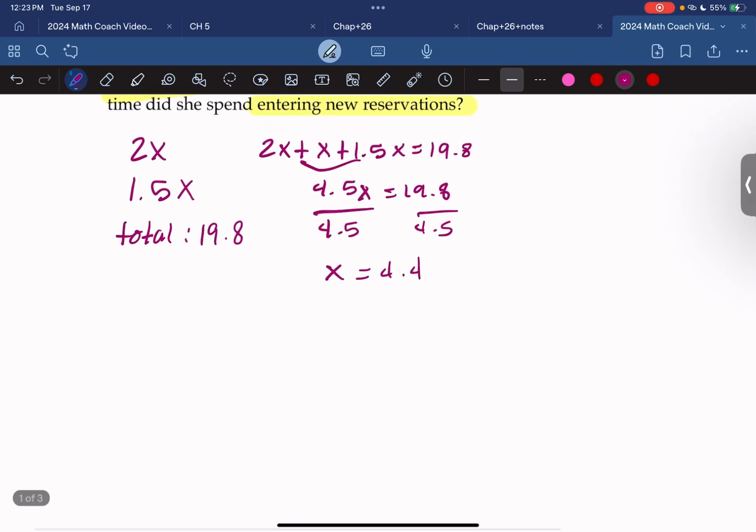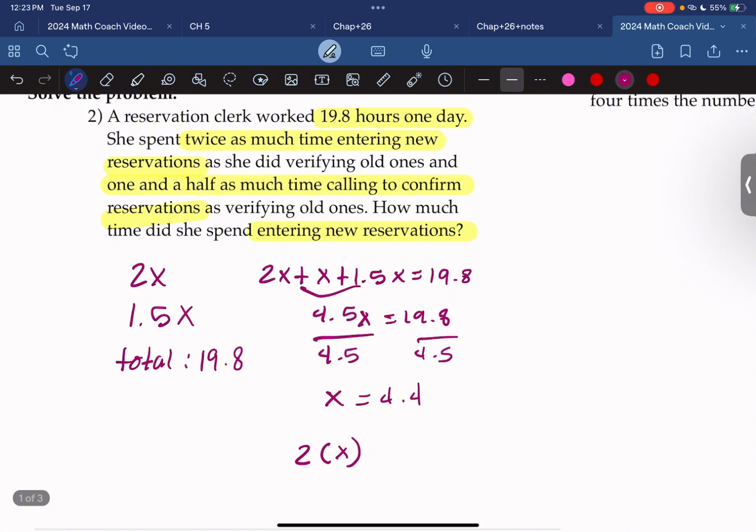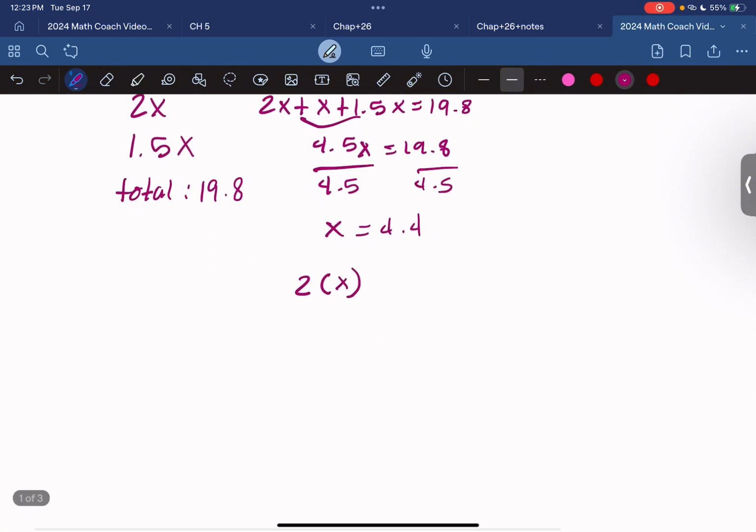But we're not done. We have to do 2 times x, because we're trying to find how much time she spent entering new reservations. And here it says she spent twice as much time. So 2x, we plug in our x, 4.4, which is going to give us 8.8. 8.8 what? 8.8 hours. With word problems, you always have to specify and give units to what you solve for.